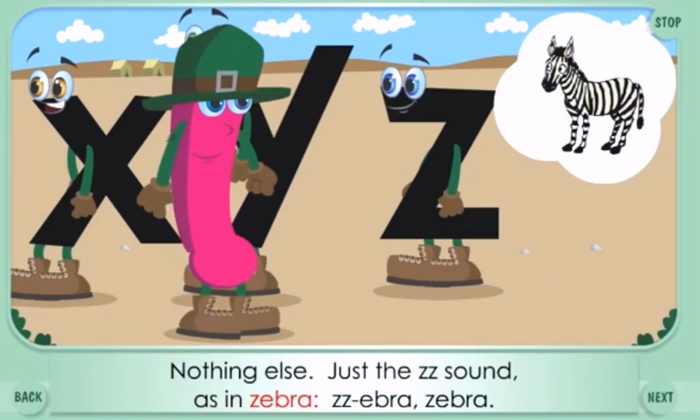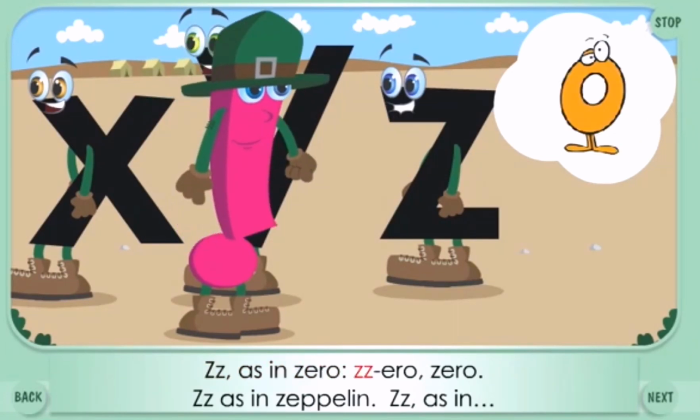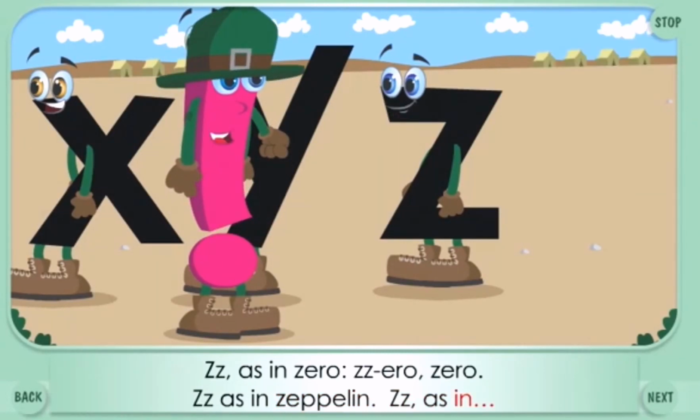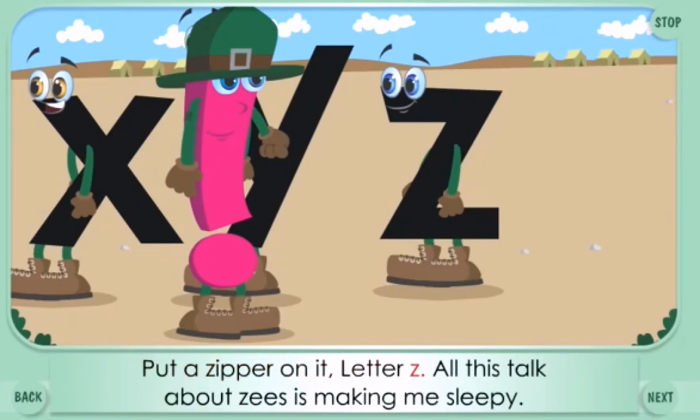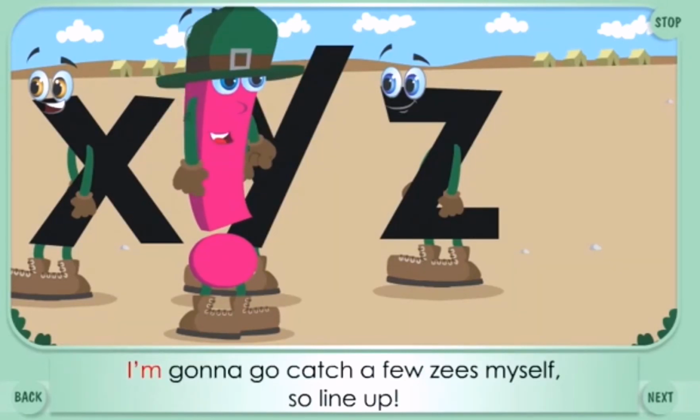As in zebra, zebra, zebra. Z, as in zero, zero, zero. Z, as in Zeppelin. Z, as in... Put a zipper on it, letter Z. All this talk about Z's is making me sleepy. I'm gonna go catch a few Z's myself. So line up.